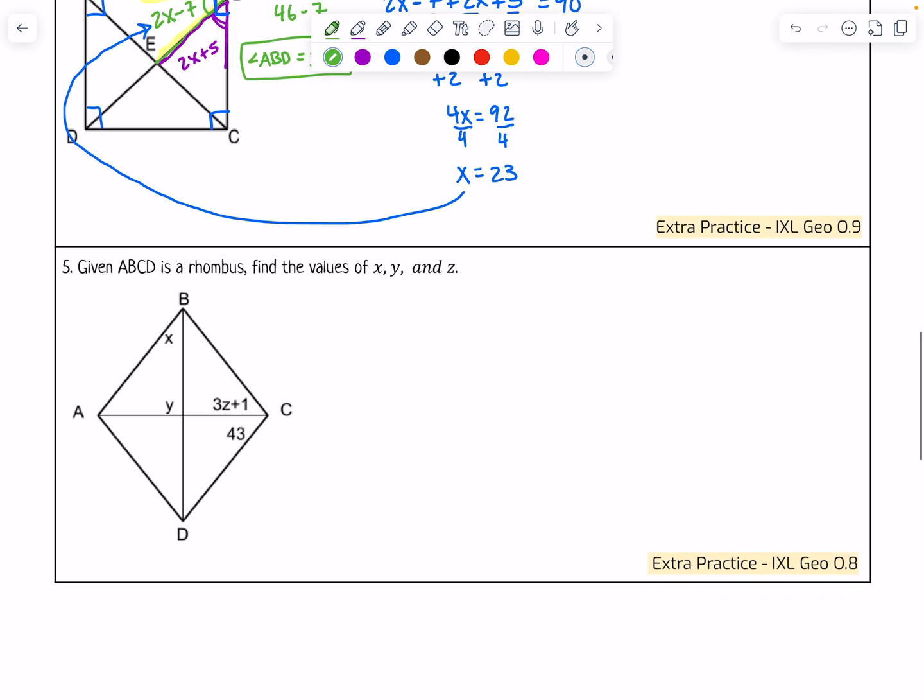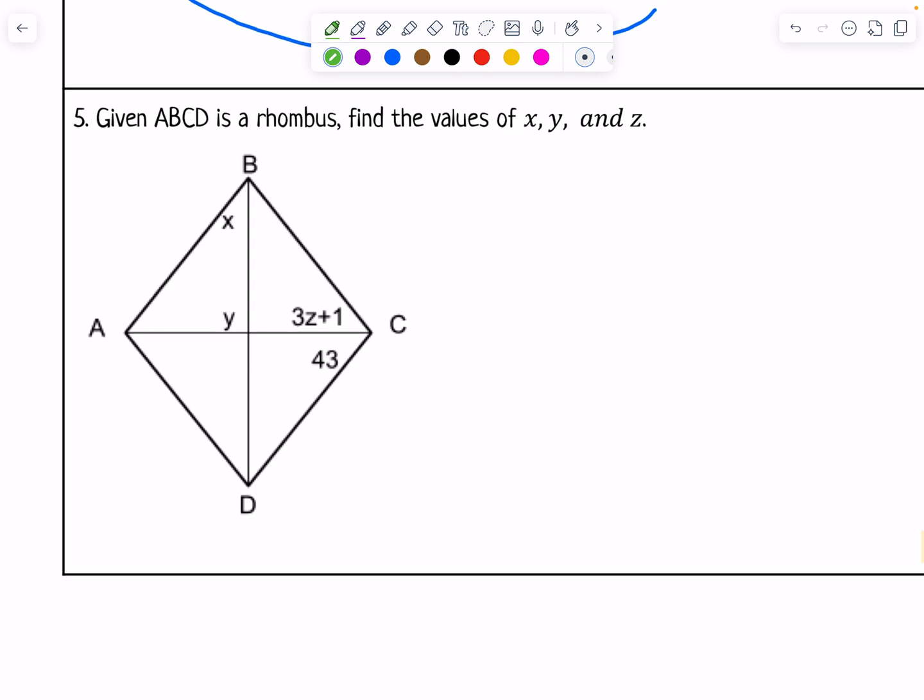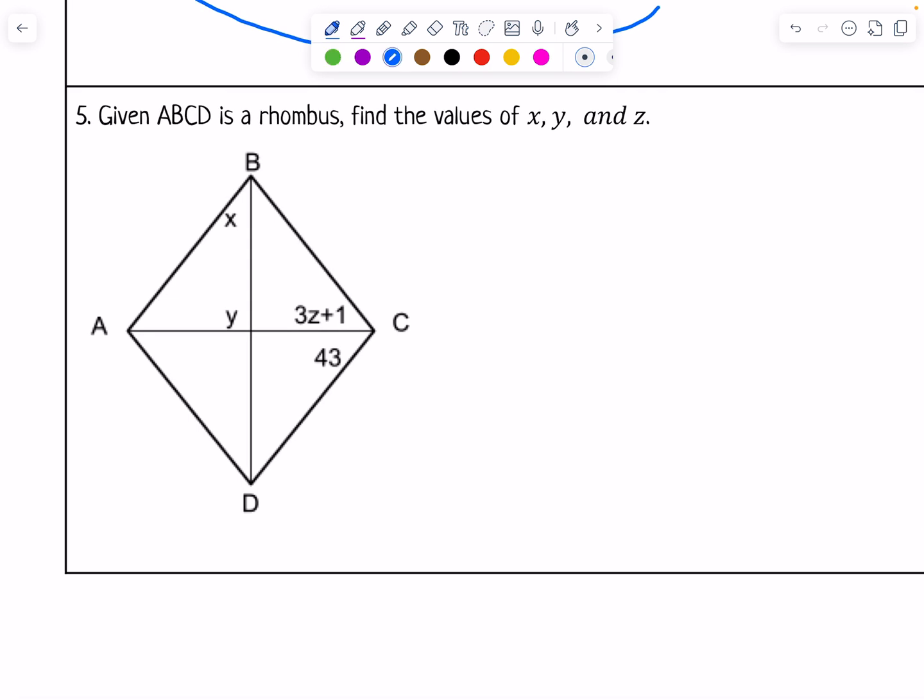All right, last one, number 5 says given ABCD is a rhombus, find the values of x, y, and z. Some qualities of a rhombus that are important are that the diagonals are perpendicular. So that makes y easy to pick out because I know that is automatically going to be 90. Another good property of a rhombus is that the diagonals bisect opposite angles. So these 2 angles right here are congruent, which will help me find z.